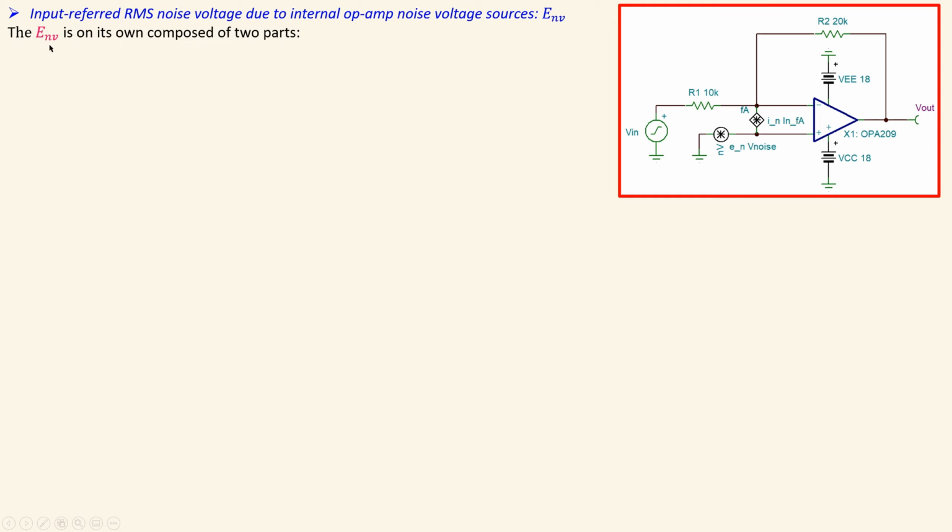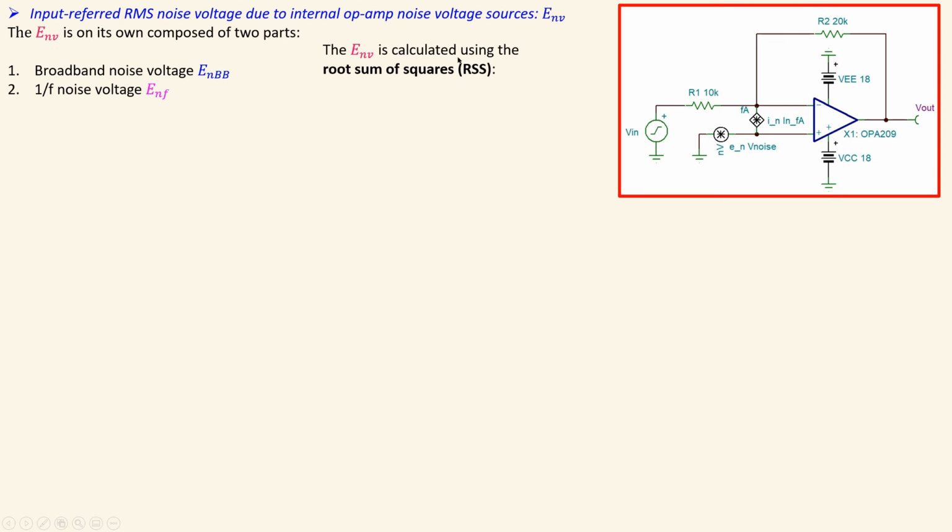The input referred RMS noise voltage due to this is, again on its own, composed of two parts. We already saw that in the first discussion about the plot, which has a broadband noise and also the 1/f noise. We need them together to come up with the complete noise voltage at the input, specifically given by this. So the E sub N F is calculated using the root sum of squares again, and we have this expression for this part, which is the broadband noise voltage squared and the 1/f noise voltage squared, and all of them are in RMS. So we have also the RMS value for our case in this part.